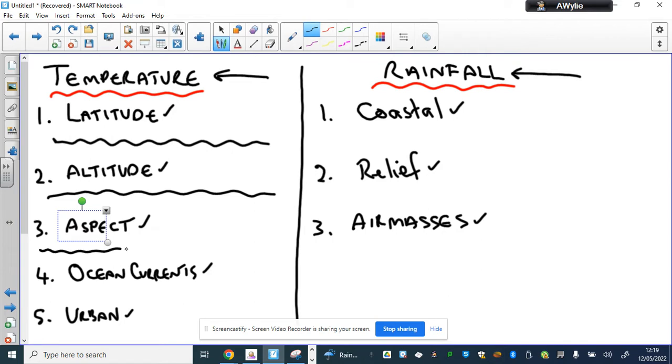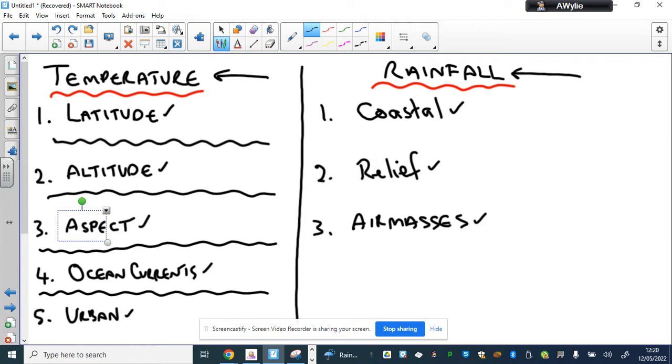So you will have written something for aspect possibly, or not. So aspect is the direction a slope faces. And because the sun never shines from the north, anything facing the north is always colder. Whereas southerly facing slopes will be warmer because they have the sunshine shining from that direction for most of the day.